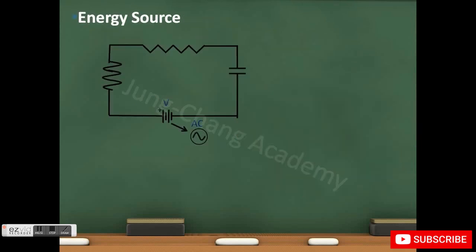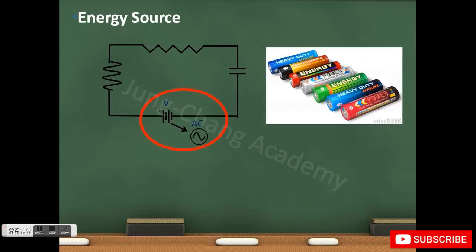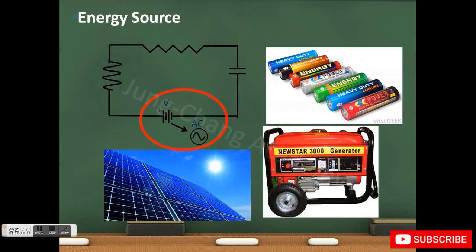Lastly, to complete a circuit, you always have some energy source. The energy source can be from a battery, a generator, or a solar panel. Since the power consumption is different in different circuits, it's crucial to choose the right power supply for the circuit to operate properly.